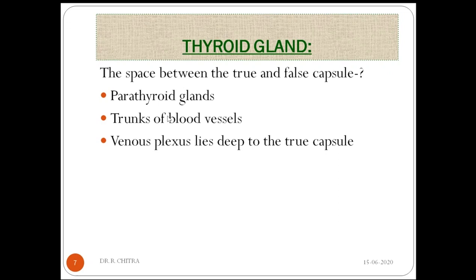But the venous plexus lies deep to the true capsule. So these structures are present. What are the structures between true capsule and false capsule? The parathyroid glands and the trunks of the blood vessels.